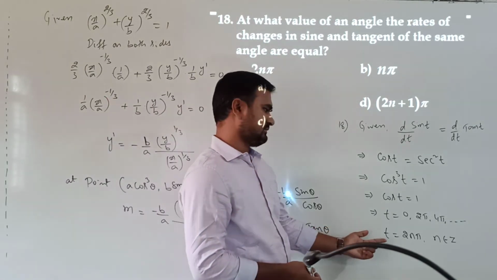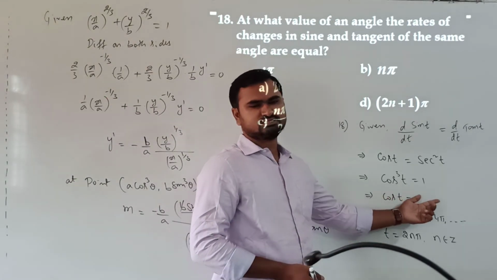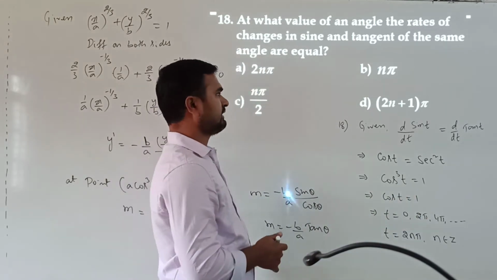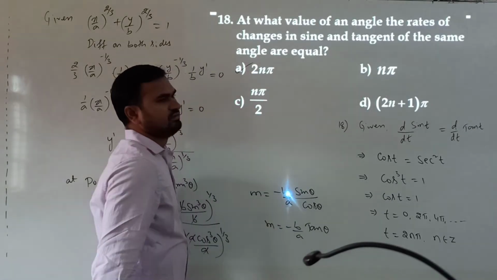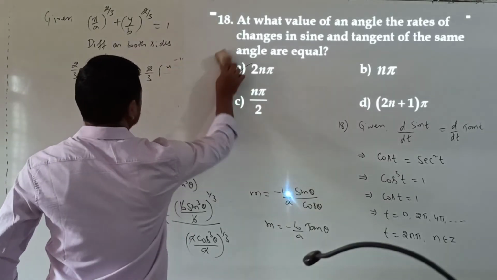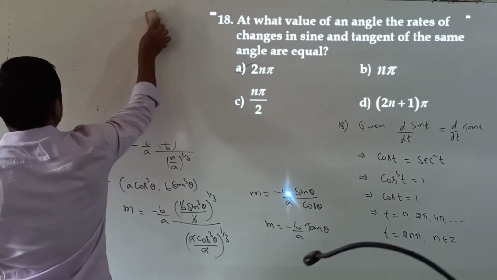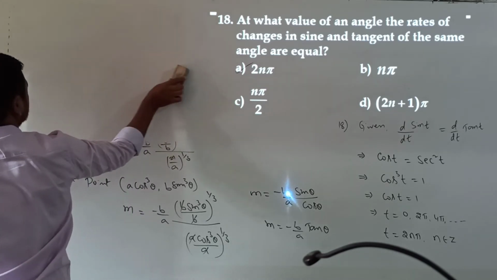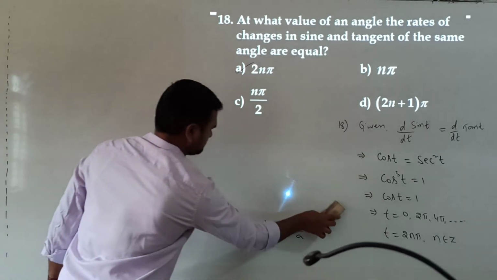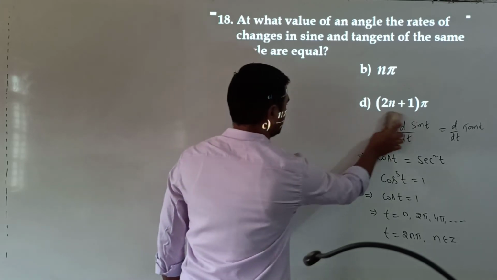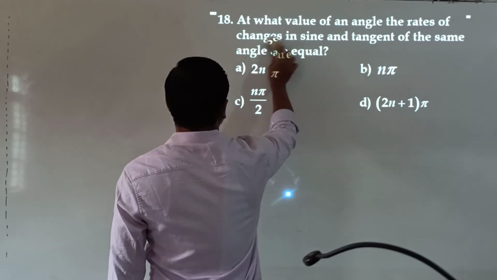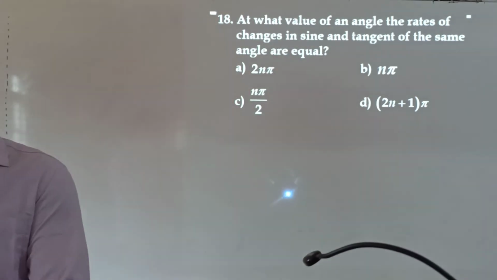So don't take odd multiples. For odd multiples of pi, cos is minus 1, but we need plus 1 here. That's why we are taking only the even multiples of pi. So the required answer is the first option. Let's see the next question.